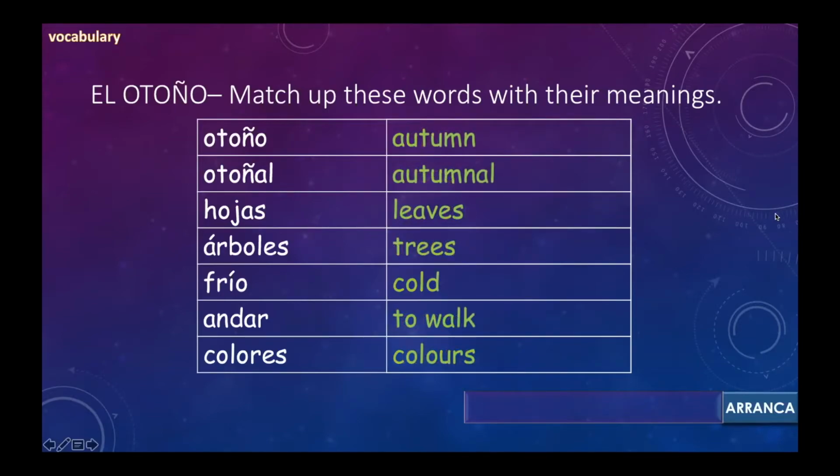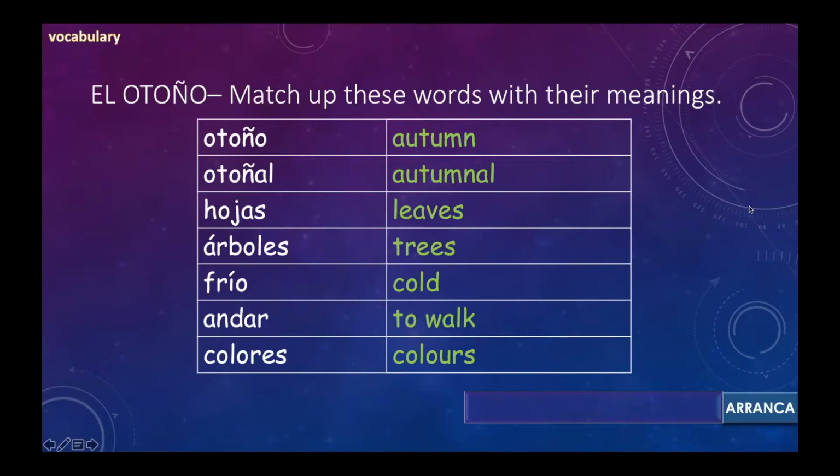Otoño means autumn, otoñal, autumnal, hojas. Be very mindful of that pronunciation. Hojas, leaves, árboles, trees, frío, cold, andar, to walk, colores, colors.